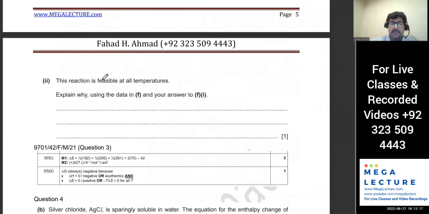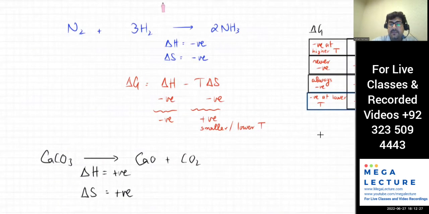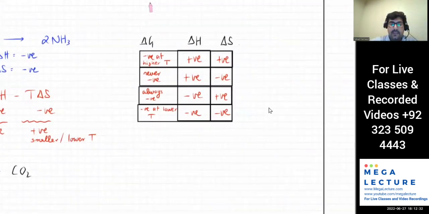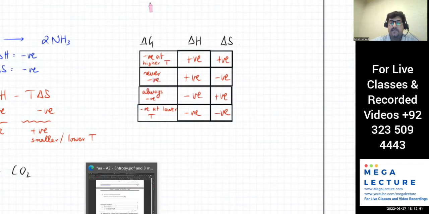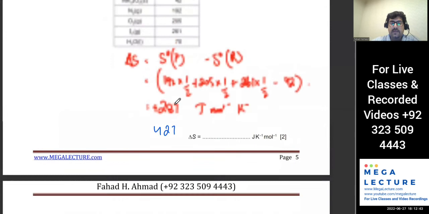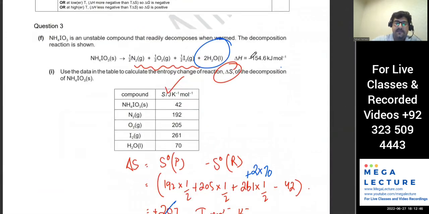And now again, the reaction is feasible at all temperatures. Explain by using the data in your answer to F1. Again, we did this in class as well. Some reactions are going to be feasible at all temperatures, so always negative. So you have delta H negative and delta S positive. That combination would make it a feasible reaction always. And why would it be feasible? They gave you the enthalpy change. So I'm going to explain this again. It's delta H minus T delta S.